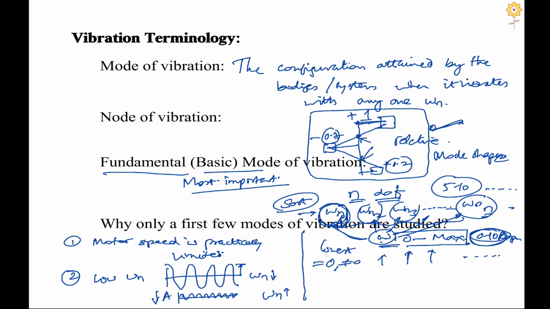So only the first few resonances are studied. Why? Because we are dealing with large amplitudes that cause large deformations, and large deformations will induce stresses, which are required to be checked against the permissible stresses. If you are studying the higher frequencies, we are generally dealing with very low values of amplitudes, and this is not a concern. So only the first few natural frequencies are studied, and these are the possible reasons for that.